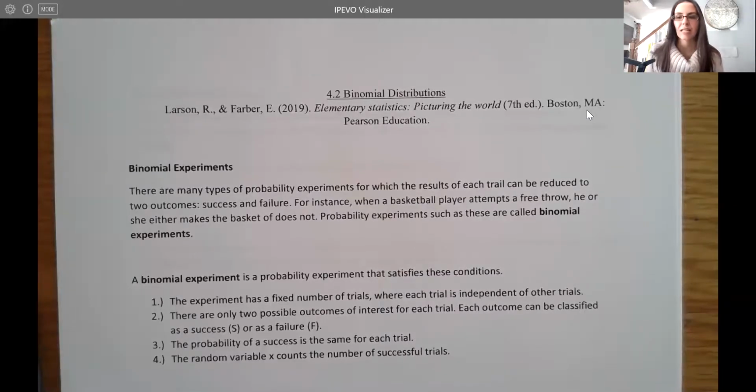In this section, we're going to continue looking at discrete probability distributions, but we're going to focus on one specific kind of discrete probability distribution called the binomial distribution, and it's one that we use a lot in statistics.